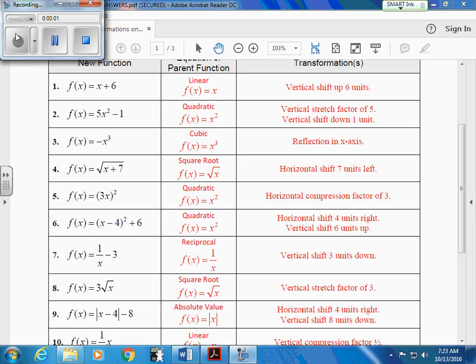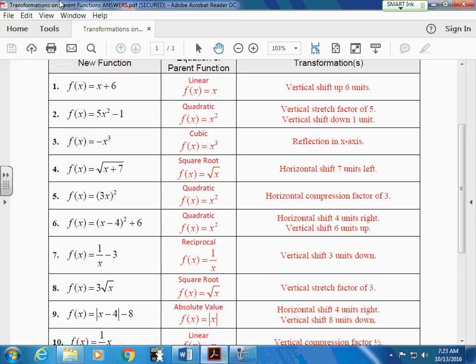Be sure to get them in order. So we start with a line, y equals x, and you get a vertical shift up 6 units. And I want you to say vertical shift, not moves up, not up. You start with your quadratic. Square, if you call it a squaring function, probably even better.